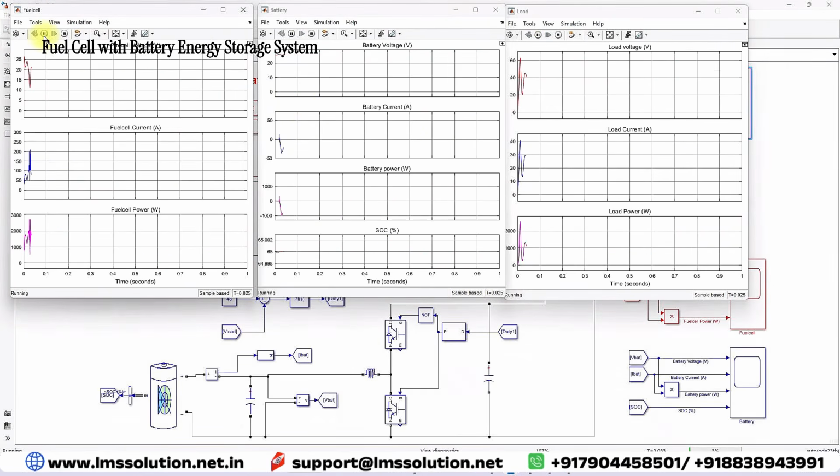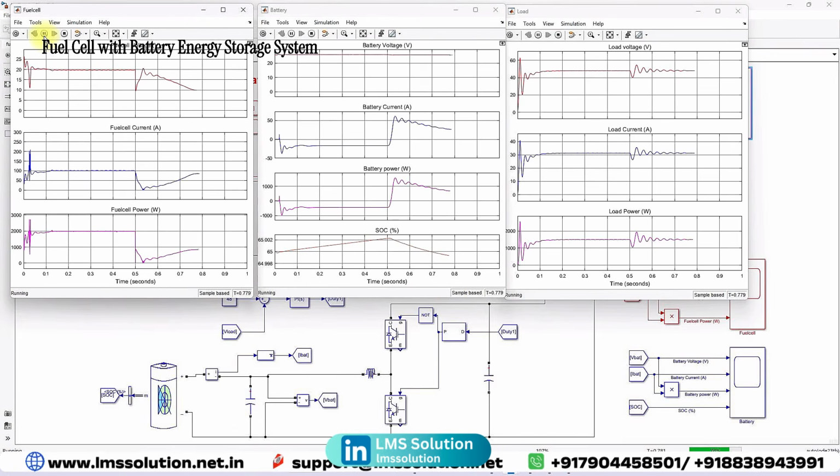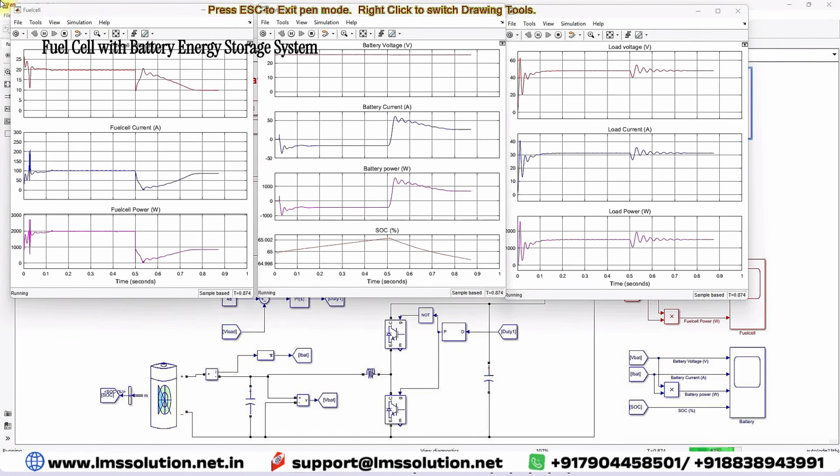Initially, from 0 to 0.5 seconds, the pressure of fuel and air is maintained at 1 bar, and then after 0.5 seconds, the pressure of fuel and air is changed to 0.01 bar. Here you can see that initially, from 0 to 0.5 seconds, the fuel cell voltage is maintained at 20 volts, the fuel cell current is maintained at 100, and it is generating 2000 watts. Already I told you the load power is 1500. Here you can see the load power is maintained at 1500, the load voltage at 48 volts, and the load current around 32.5 amps.